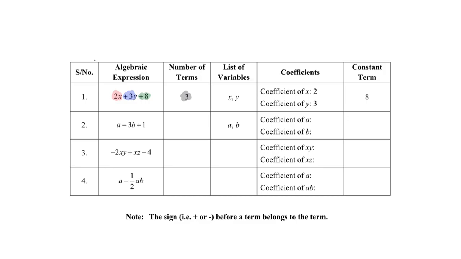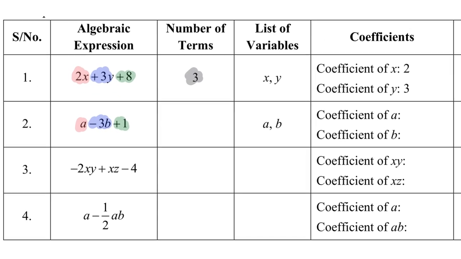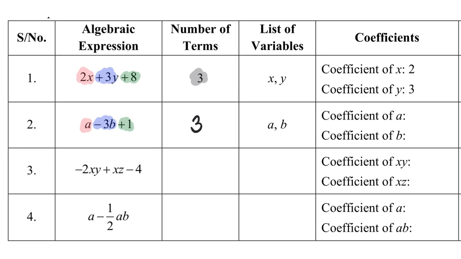So for row number 2, a minus 3b plus 1, a is one term, negative 3b is another term, positive 1 is also another term. So for this particular question, we would have 3.